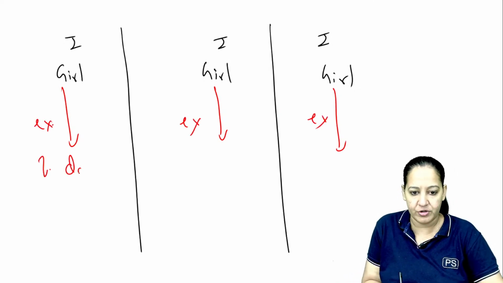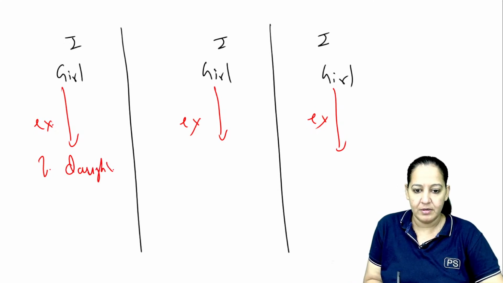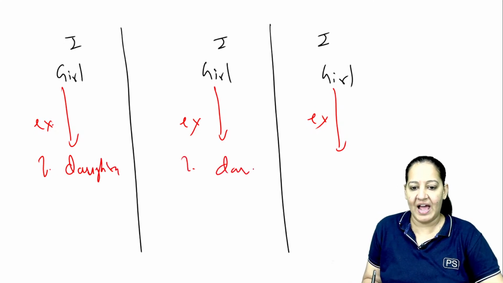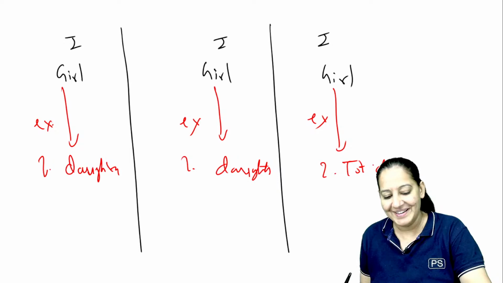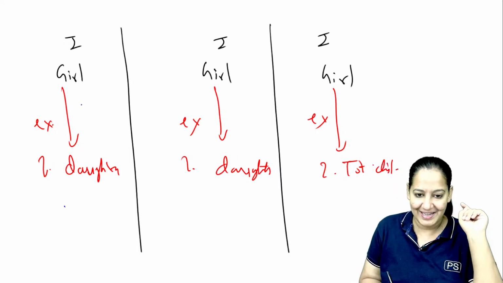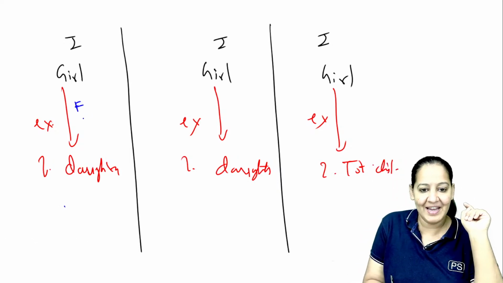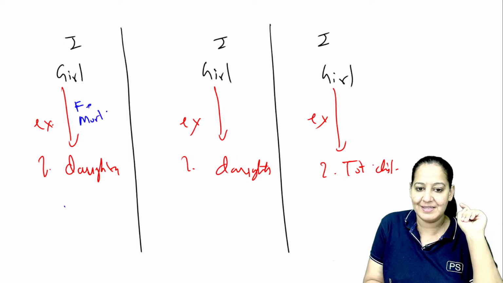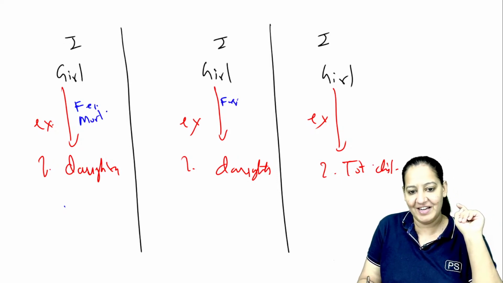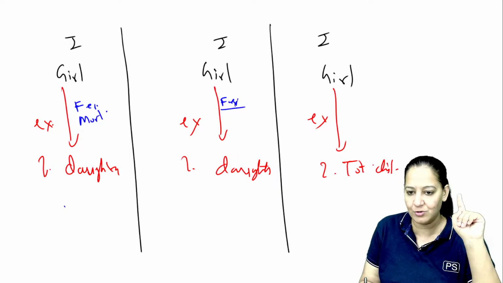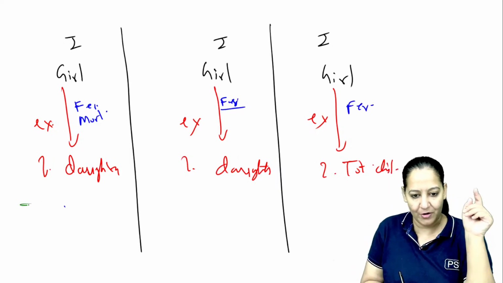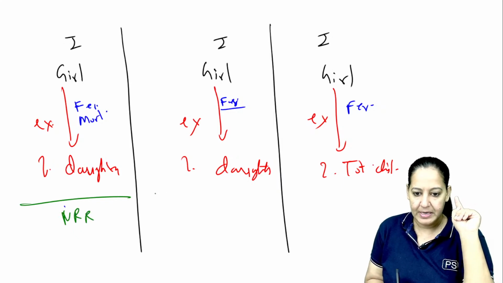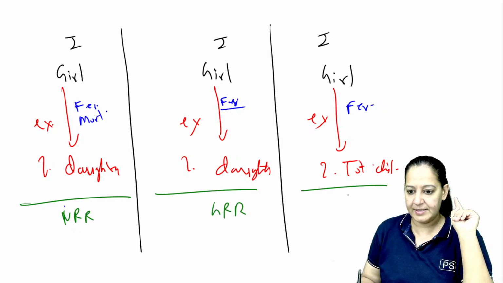How many daughters she will have in future? And how many total children she will have in future? You got my point. Here we are applying fertility and mortality, both indicators. Here also we are applying only fertility indicators, no mortality. Here also we are applying only fertility, no mortality. So I guess you got it. This one is NRR, this one is GRR, and this one is TFR.